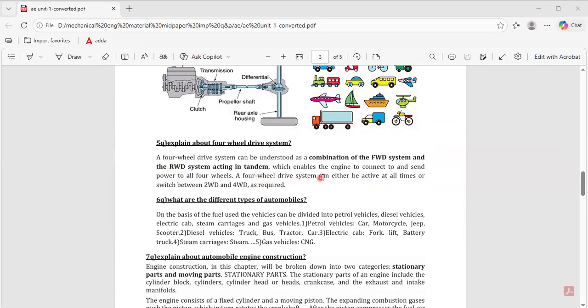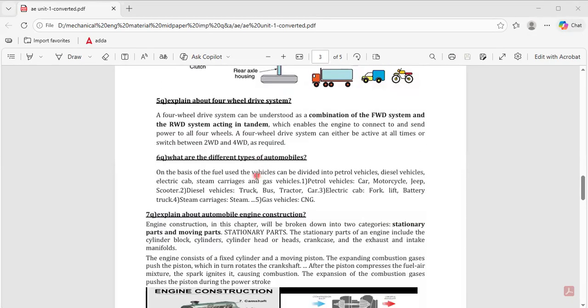A four-wheel drive system can be understood as a combination of FWD and RWD, meaning front wheel drive and rear wheel drive systems, acting in tandem. They are acting at one center, called the tandem center, which enables the engine to send power to all four wheels. All four wheels get equal power in the four-wheel drive system and rotate at the same time. So this can be 2WD or 4WD, meaning two-wheel drive or four-wheel drive, as required.